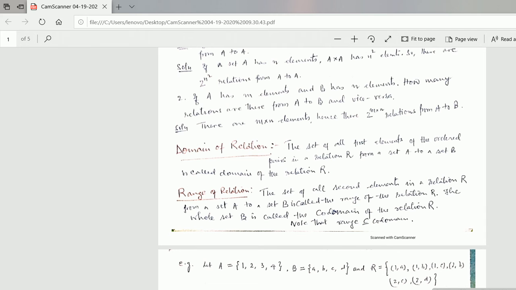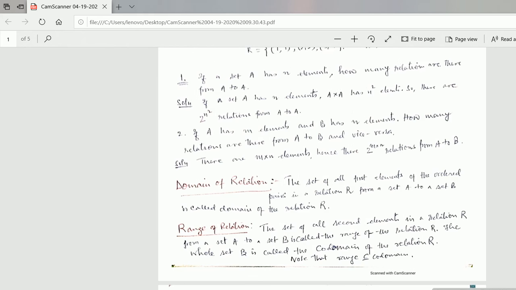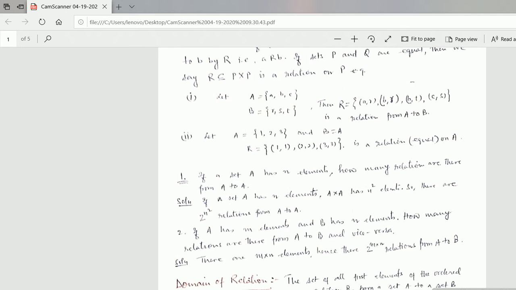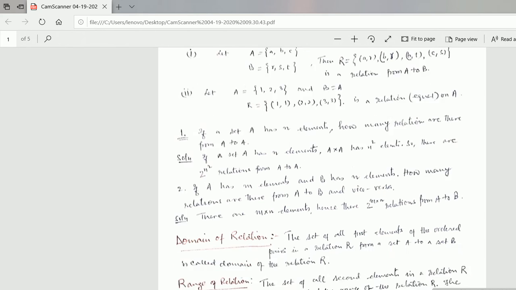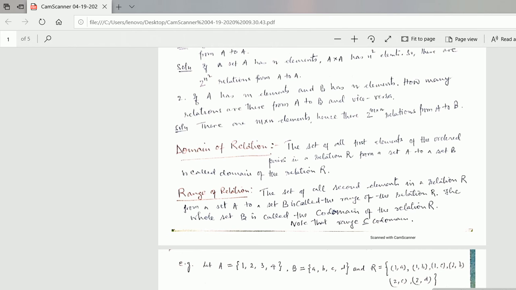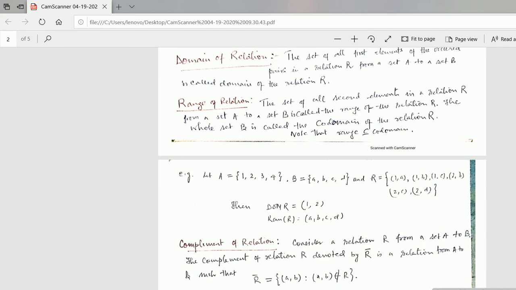Now see the domain of a relation. These are the ordered pairs, you see this is (1, 1), (2, 2). This is an ordered pair, and this is the first element of the ordered pair. The set of first elements of the ordered pairs in a relation R from a set A to a set B is called the domain of the relation R.